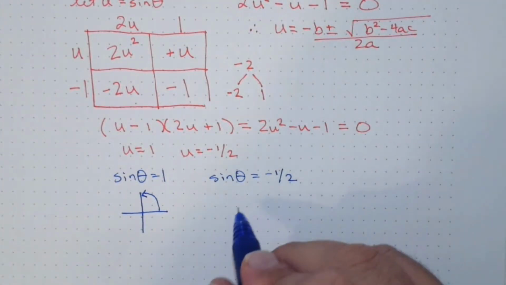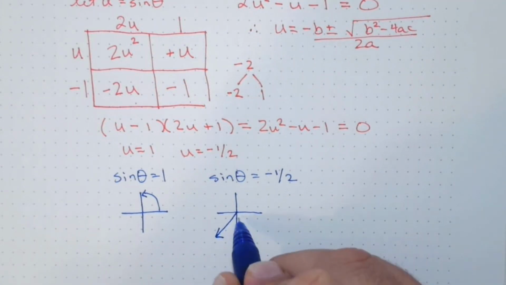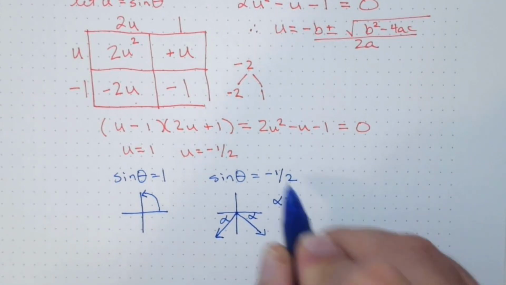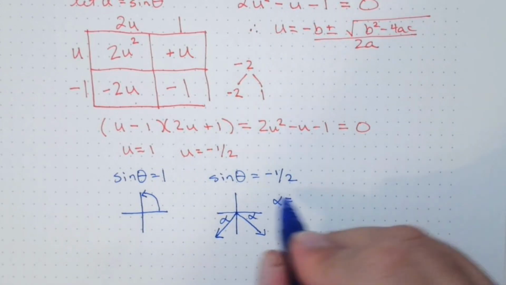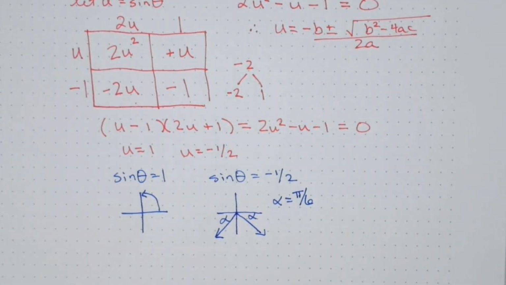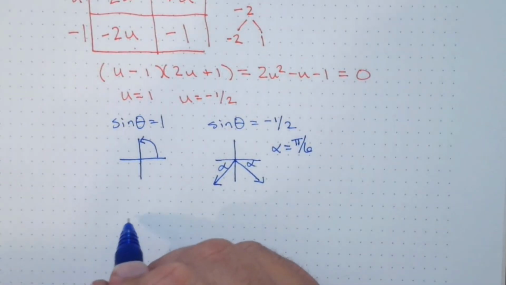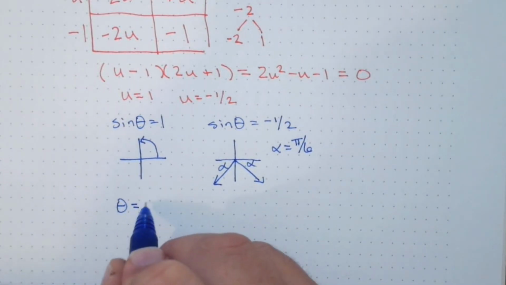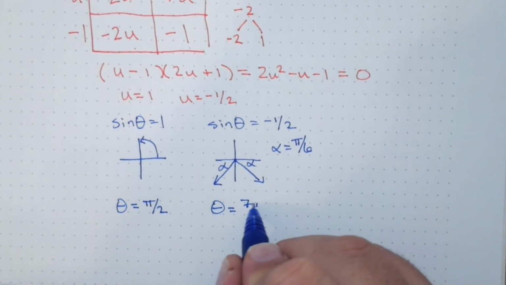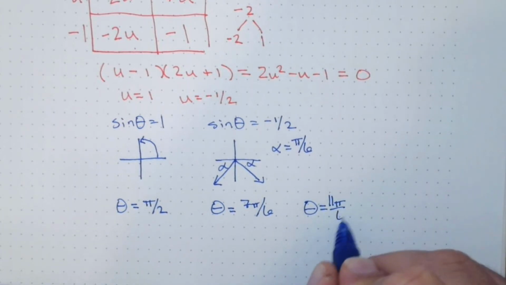or pi over 2. And if I think about when the sine of theta is negative 1/2, I know that that's going to be in the third or in the fourth quadrant with the reference angle, and I know that the reference angle for the sine ratio of negative 1/2, or really just the sine ratio of 1/2, is going to be an angle of pi over 6. All right, so what does that mean for me? That means for me that I'm going to have theta needs to be equal to pi over 2, or theta needs to be equal to 7 pi over 6, or theta needs to be equal to 11 pi over 6.